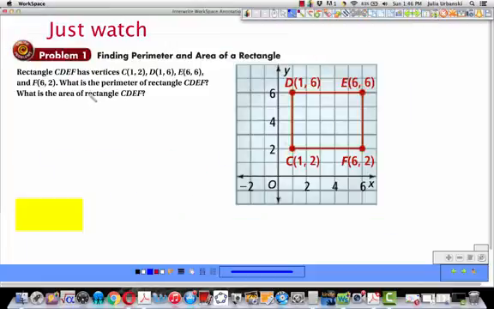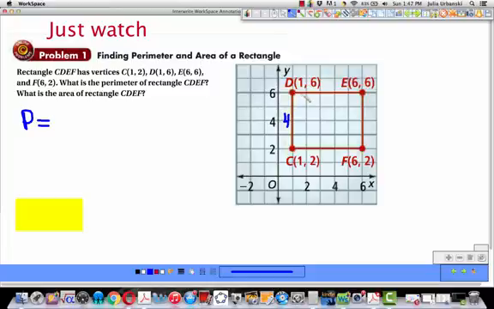Okay, this one's just for you to watch. What is the perimeter of the rectangle? Let's find that first. The perimeter just means you add up all the edges. So in this case, it's easy to figure out the distance because you just count. But count the boxes, not the lines. This is 1 box, 2, 3, 4. So that side has a length of 4.